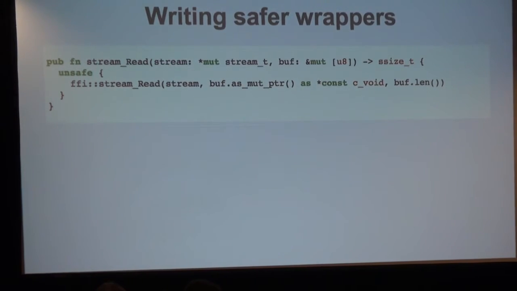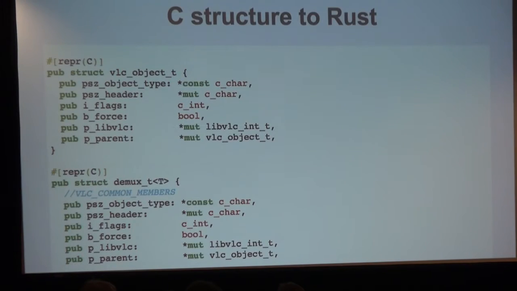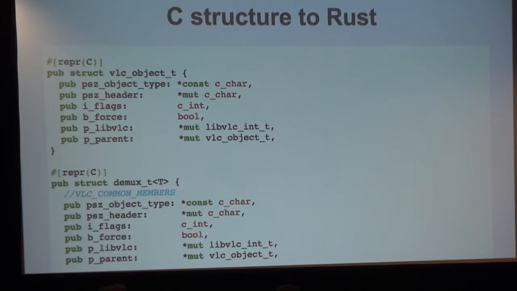So it's a bit of work to get the FFI running, like all of the structures I need. It was a stream_t reference, another struct with a reference, another thing. Like you saw in there, if I want to have the demux_t, I need to have the libvlc_int_t, the vlc_object_t, etc. So lots of preliminary work.